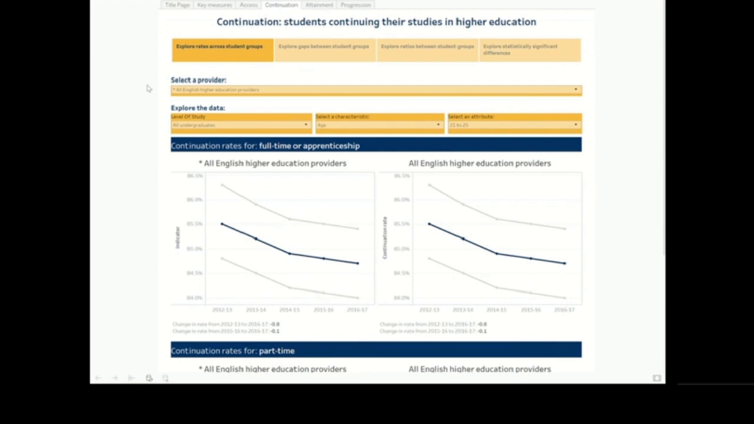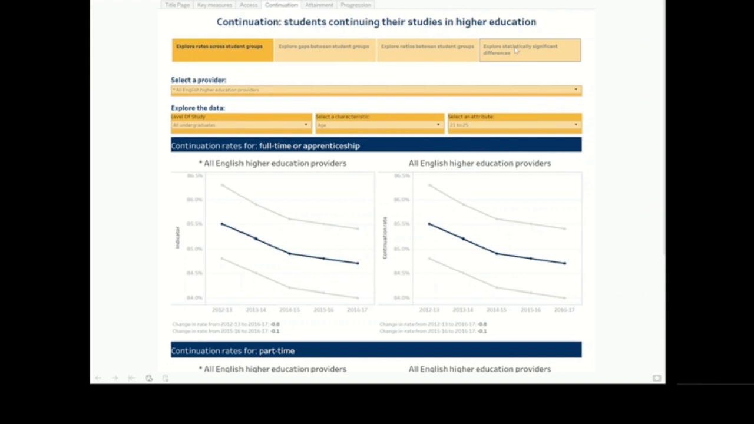When we load this tab, we can see that there are 4 yellow boxes across the top that can be used to explore the different aspects of the data. The first shows rates, in this case the continuation rates for different groups of students. We can also explore the gaps between those rates for different student groups, the ratio between these rates for different student groups, and we also have a summary of areas that have been identified as having statistically significant differences between groups and their peers.